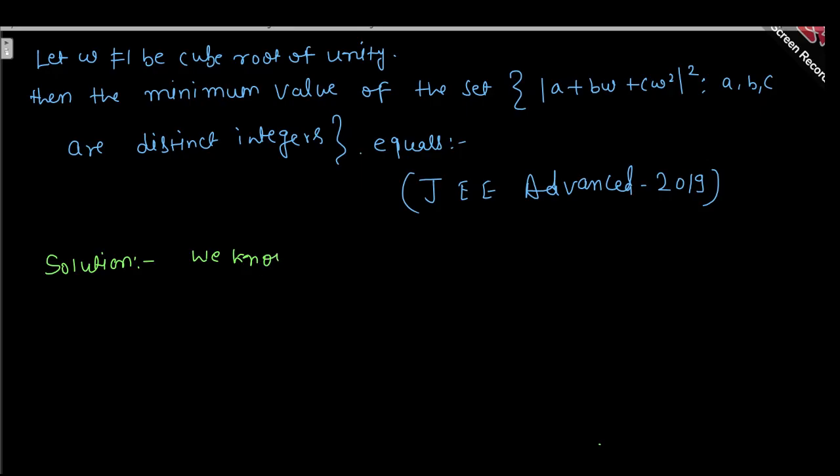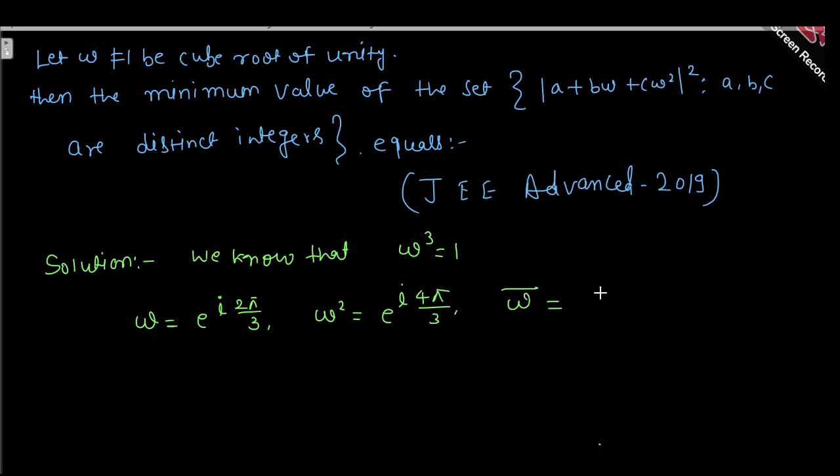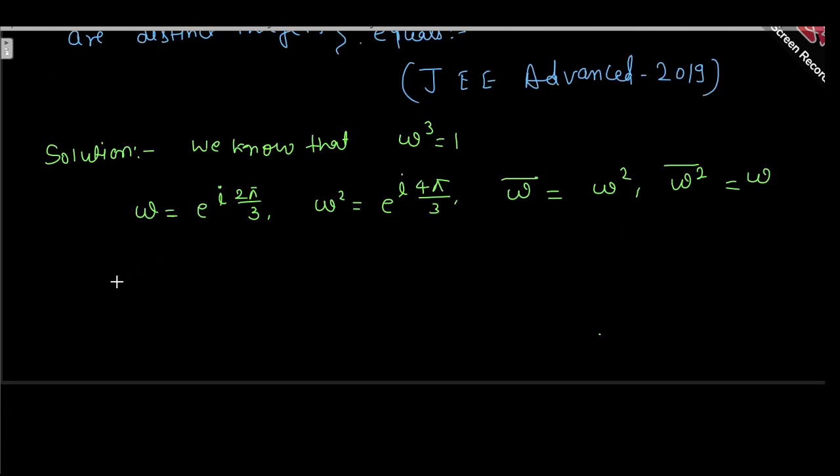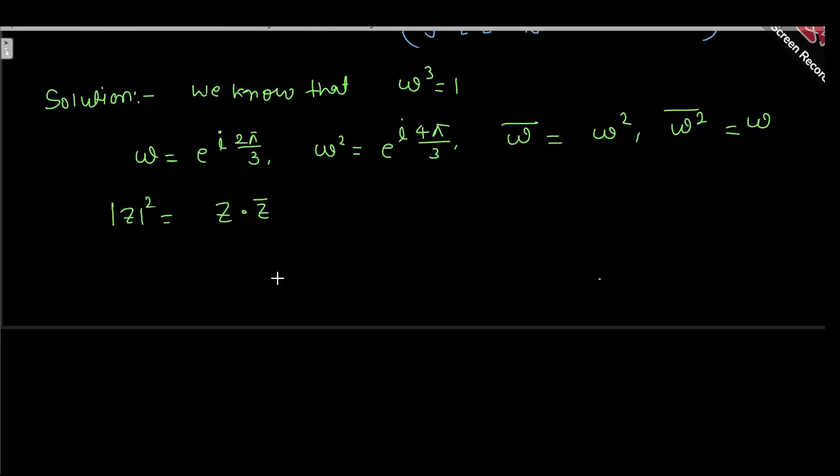So first of all, we know that omega is a cube root of unity, meaning omega cube is equal to 1, and omega is equal to e raised to the power iota 2 pi over 3, and omega square is equal to e raised to the power iota 4 pi over 3. Also note that the conjugate of omega is omega square, and the conjugate of omega square is omega. Now using these concepts, we know that mod z square is equal to z times z bar, that is, the product of a complex number and its conjugate gives the modulus square.